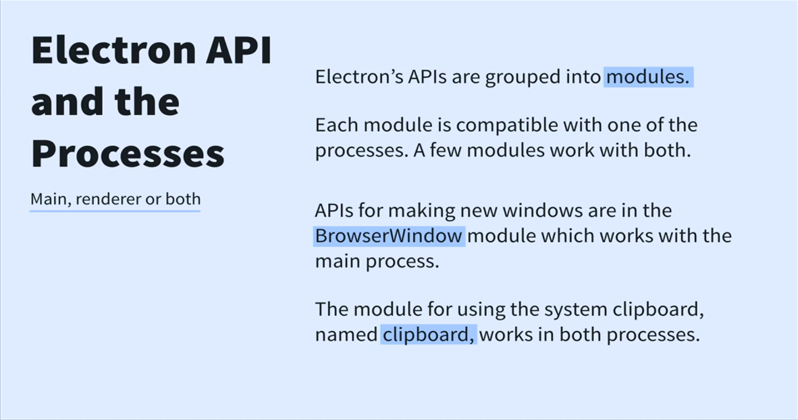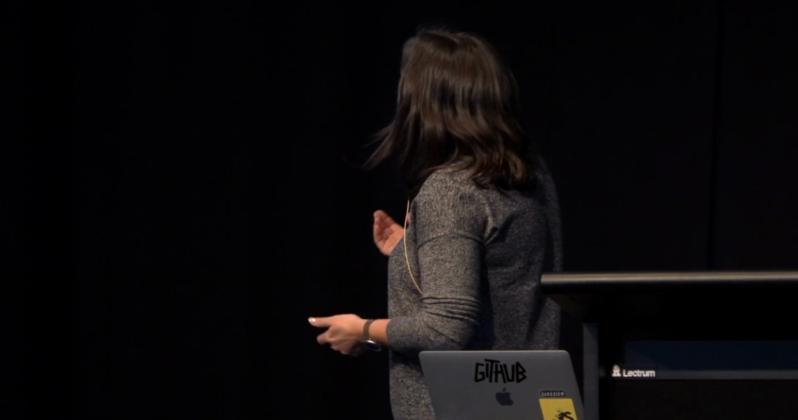So the Electron API and these processes. The Electron API is grouped into modules, and each module is associated with a process. And it makes sense most of the time. So the APIs for creating new windows, that module is called the browser window module. And like we said, the main process is creating new windows, creating those renderer processes. So that's a main process module.